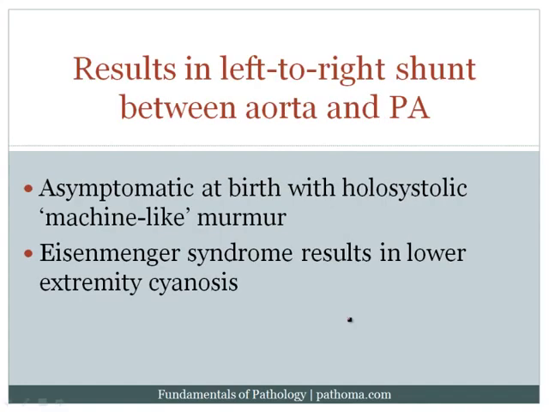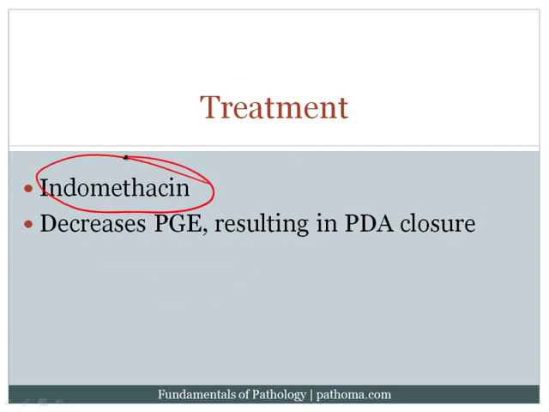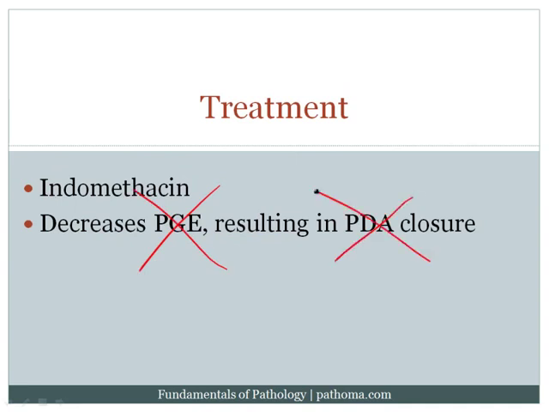And so again, we say for the PDA that you're going to have a left to right shunt. It's asymptomatic at birth, but it's going to be associated with a holosystolic machine-like murmur. If you get Eisenmenger's syndrome, which would be reversal of the shunt, that's going to result in lower extremity cyanosis, and that's because the PDA arises after the major branches off the aortic arch. So this is particularly high yield. The treatment is indomethacin, and the idea is that indomethacin decreases prostaglandin E, and prostaglandin E is what keeps the PDA open. Prostaglandin E keeps the PDA open. And so therefore removal of prostaglandin E will close the PDA.